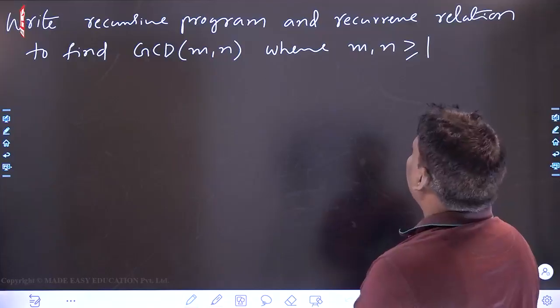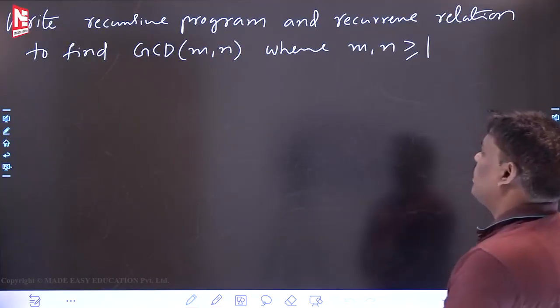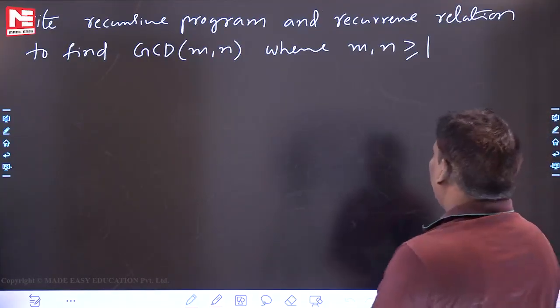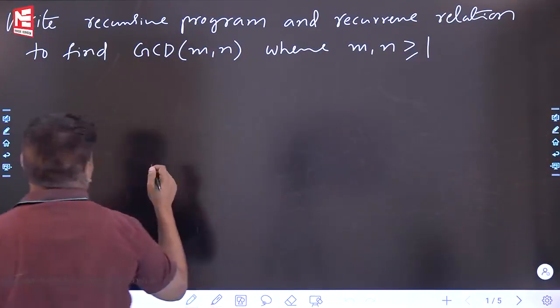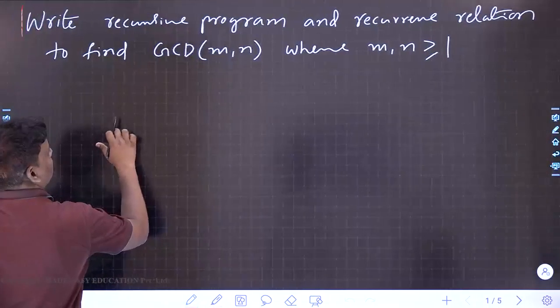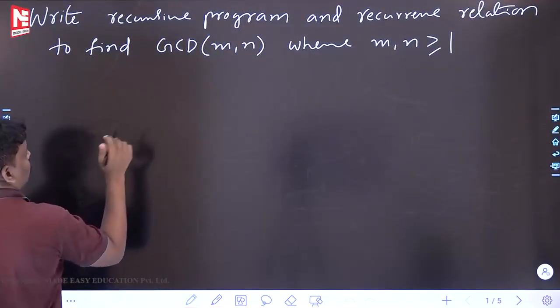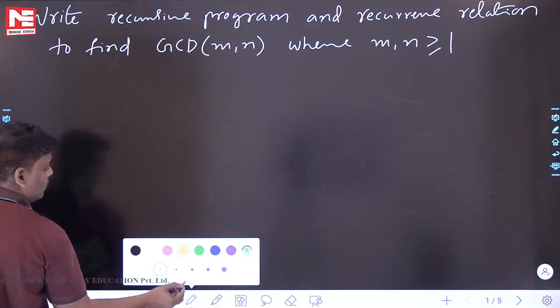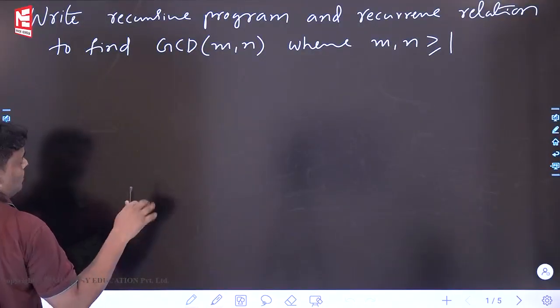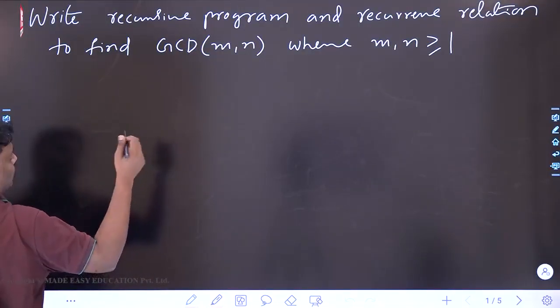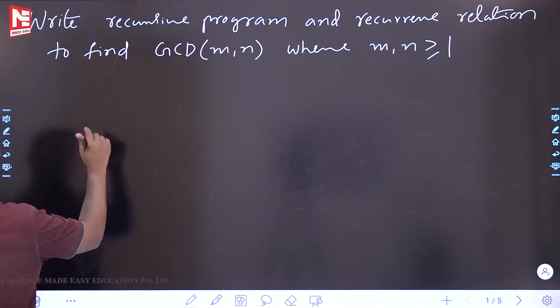See this. Write a recursive program and recurrence relation to find the GCD of m comma n, where m comma n are greater than or equal to 1. Right? For this one, we have to do that. Let me explain this. Everyone knows greatest common divisor. Let me explain the problem first. If you are okay with the problem, then we will see the algorithm, what logic we can write and all the things.